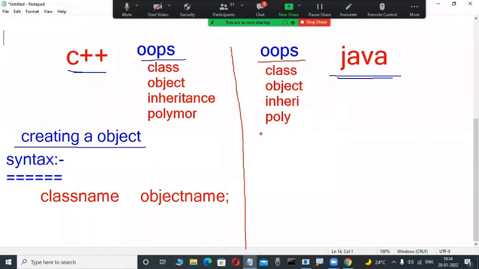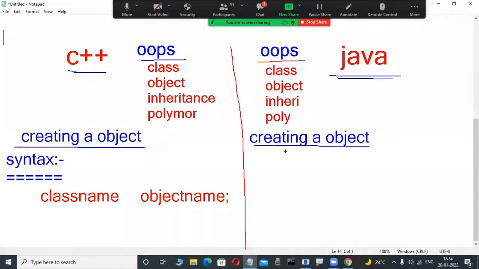Suppose the same creating of an object is there in Java also. Now observe here. Suppose they want to create an object from a class, don't worry what that is. Now just observe how creating an object from the class works in Java.